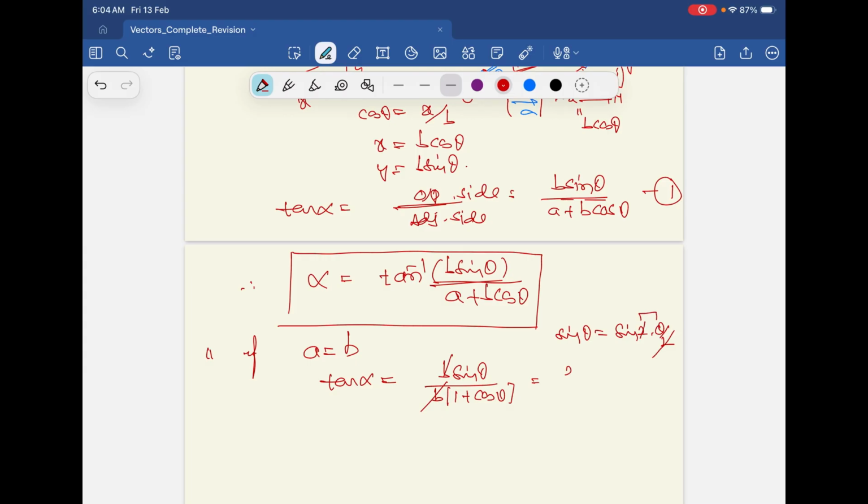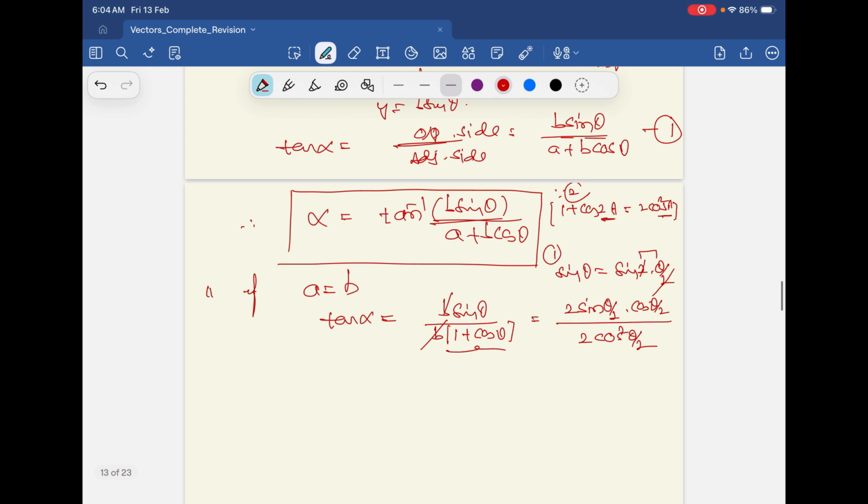Sin 2a formula is 2 sin a cos a. So sin theta means 2 sin theta by 2 cos theta by 2, divided by 1 plus cos theta. Here again I am going to use the 1 plus cos 2a formula, which is 2 cos square a. You should know these formulas. When this is 2a, this is becoming a, so theta becomes theta by 2. So 2 cos square theta by 2. This is called the half angle identity.